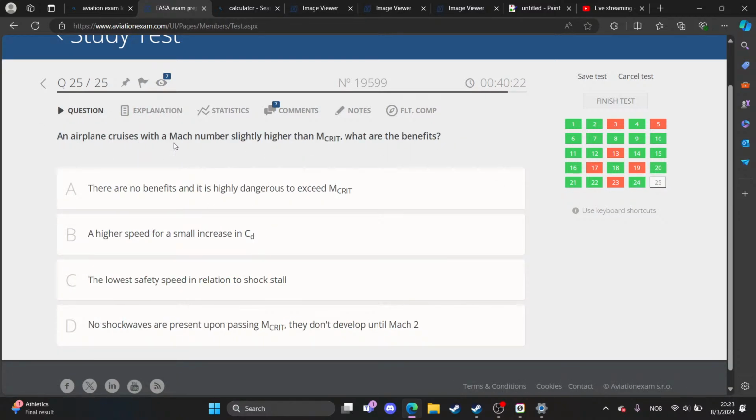An airplane cruising with a Mach number slightly higher than Mcrit. What is the benefit? There's no benefit. There's a benefit. The higher speed, the small increase in coefficient. What? That's not good.